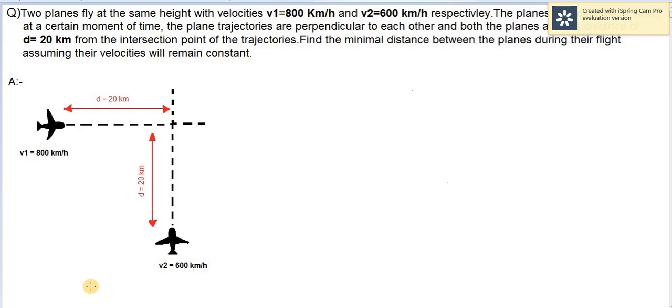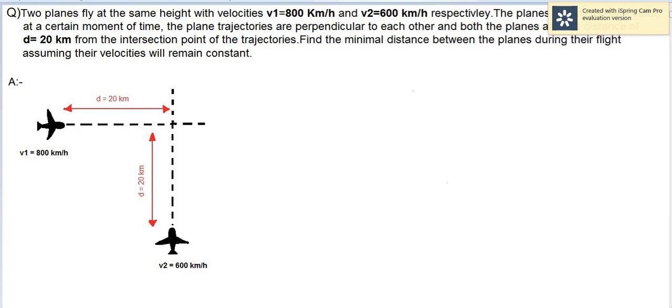So, the question is: two planes fly at the same height with velocities v1 equal to 800 kilometers per hour and v2 equal to 600 kilometers per hour respectively. Planes approach each other at a certain moment of time. The plane trajectories are perpendicular to each other, and both planes are at a distance of d, which is equal to 20 kilometers, from the intersection point of the trajectories. Find the minimal distance between the planes during their flight, assuming their velocity will remain constant.